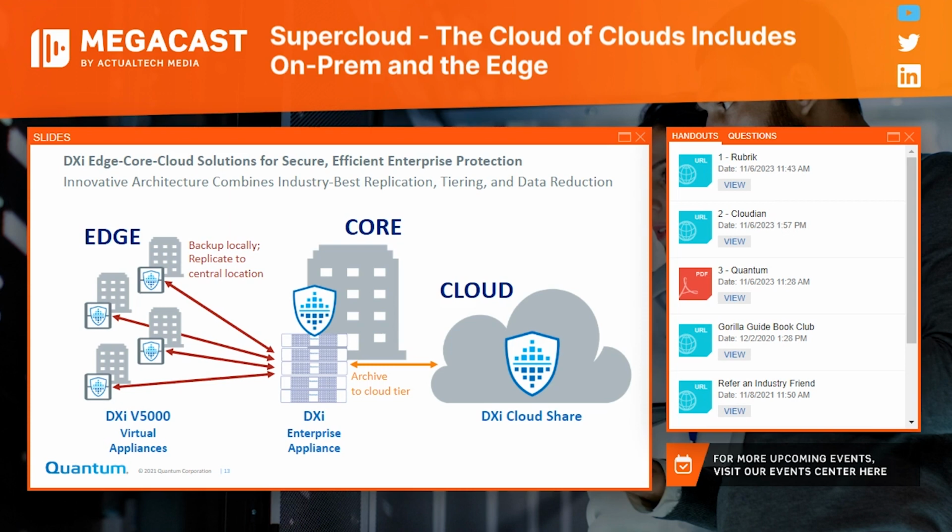And in addition, we have a new capability called DXi Cloud Share that allows you to tier data from your DXi appliance and migrate that data off of the DXi appliance into a long-term, low-cost tier of storage, either in a public or a private cloud. And so we provide a very efficient solution from edge to core to cloud. Next slide, please.